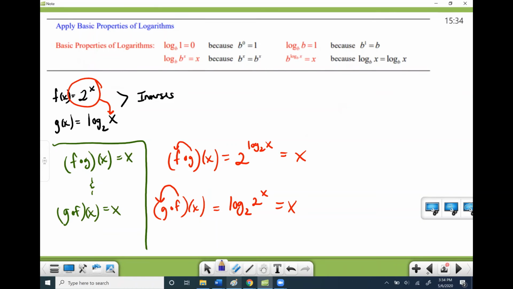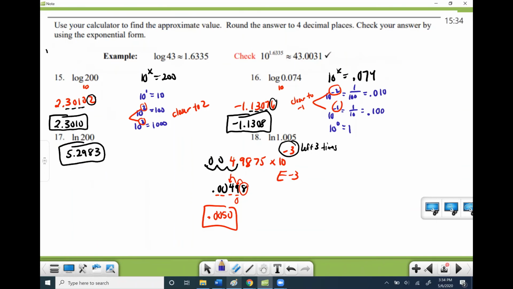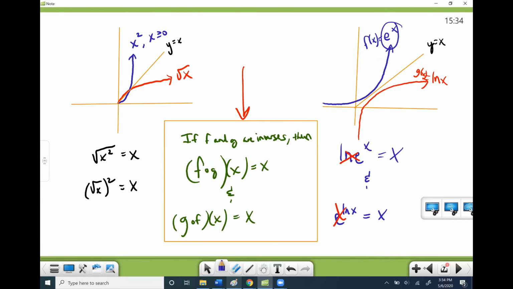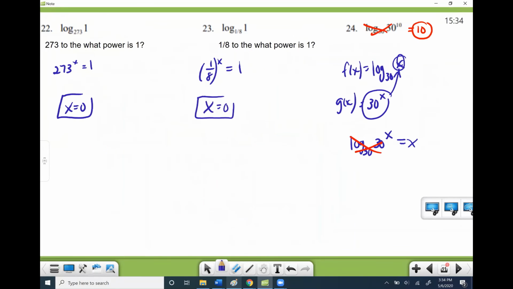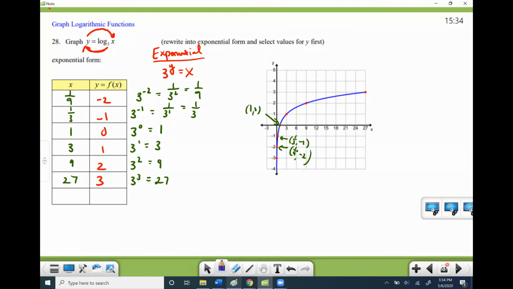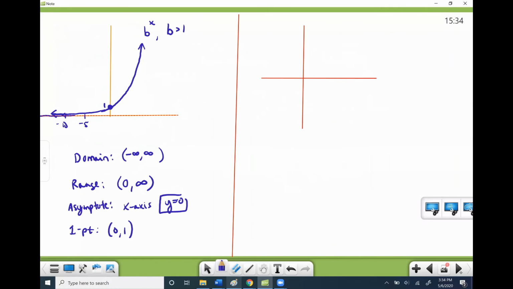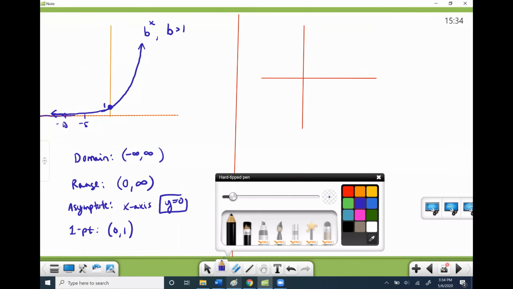Remember we said that if 2 to the x is my function, then log base 2 of x would be his inverse, right? And we even did it for e too. We said, hey, e to the x, if that's my function over here on the right, that's an exponential, then log base e, natural log, is his inverse. So if we want to know what the inverse is of b to the x, it's going to be log base b of x. That's going to be his inverse.